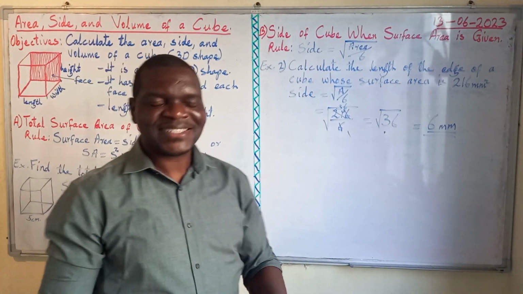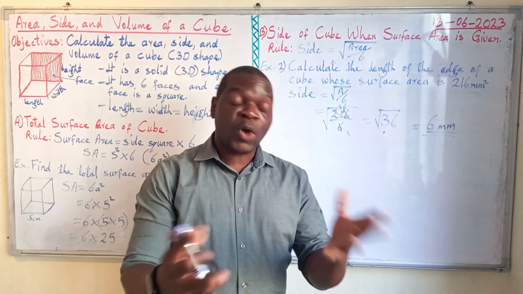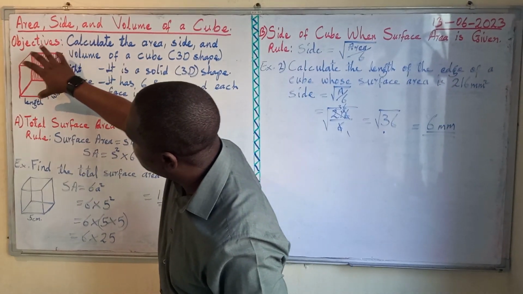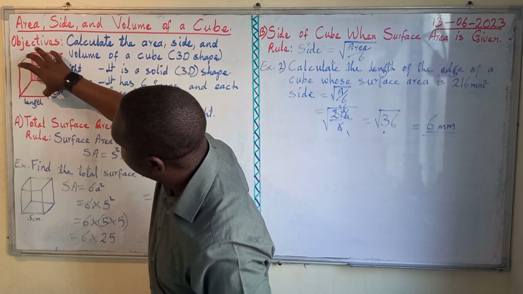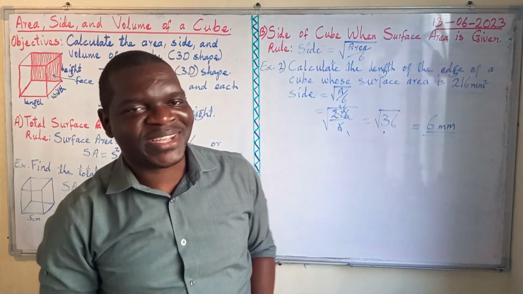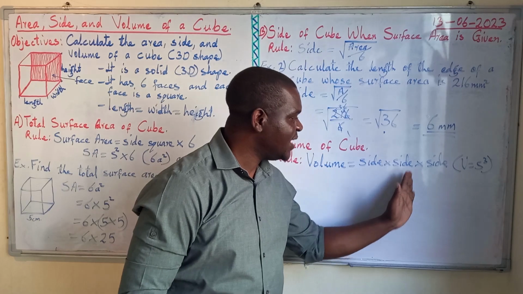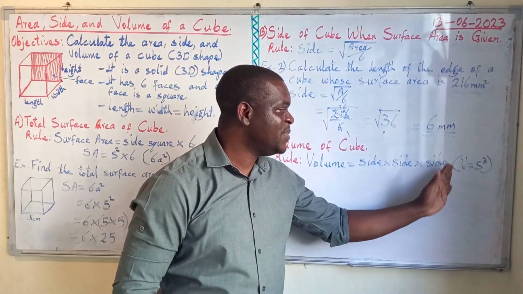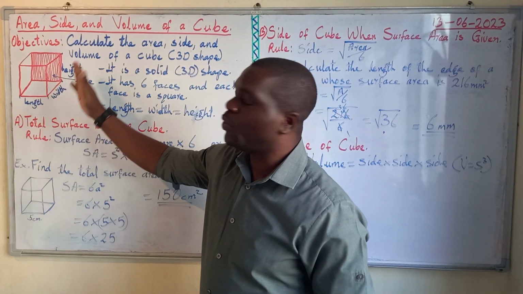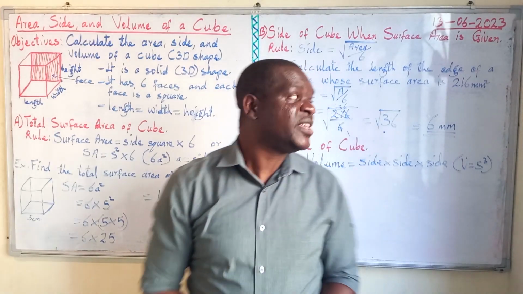Let's move to the last aspect of the day, which is how to find the volume of a cube. What is volume? Volume is simply the space that is occupied or covered by the cube. So how do we calculate the volume of this cube? Let's do that together. Volume of a cube is side times side times side. And this simply means side cube. So if you're given the side, the length, the width, or the height, you simply multiply it by itself 2 times, and that will give you the volume.